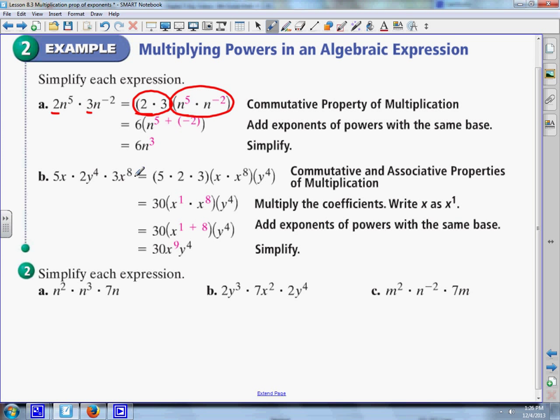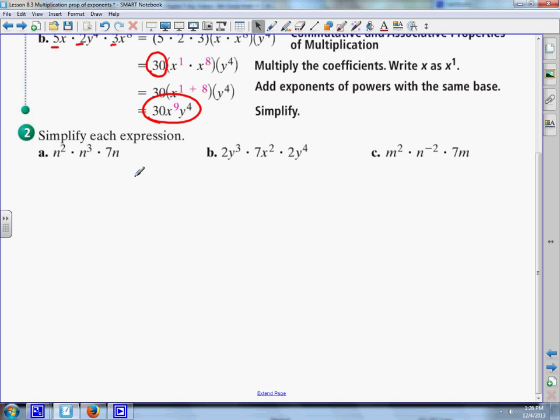And then this one, they are different, but you still can multiply the bases or the numbers. So you do 5 times 2 times 3, and that gets you 30. And then you have x and x to the 8th, which equals x to the 9th. And then you just have the y to the 4th. Nothing happens with the y to the 4th. So try these problems.